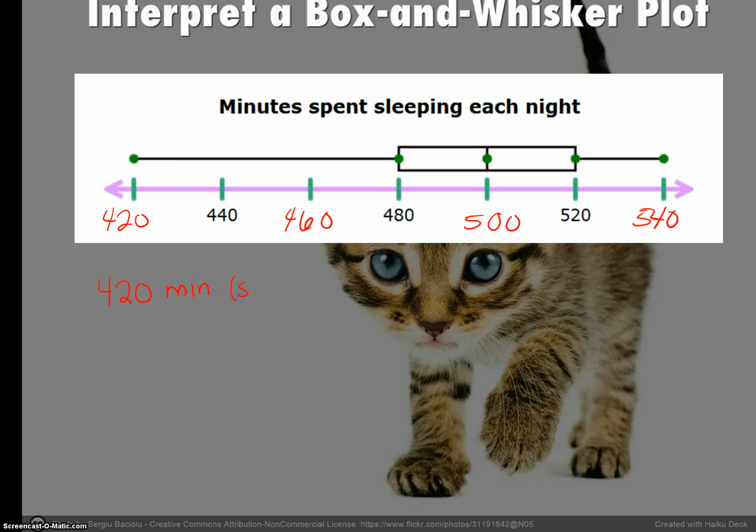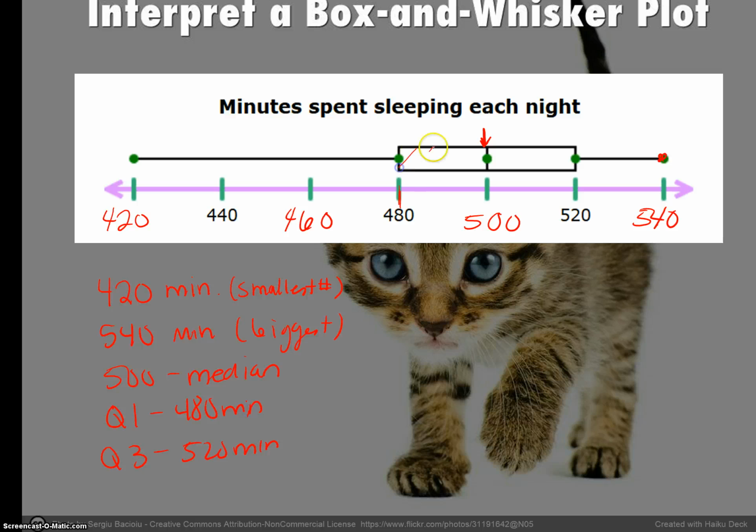So that was the smallest number in my data set. The most was 540 minutes. That was way over here. The median, so the middle of my data set, is right there. That's 500 minutes is the median. And then quartile 1 goes up to 480, and quartile 3 is 520 minutes.